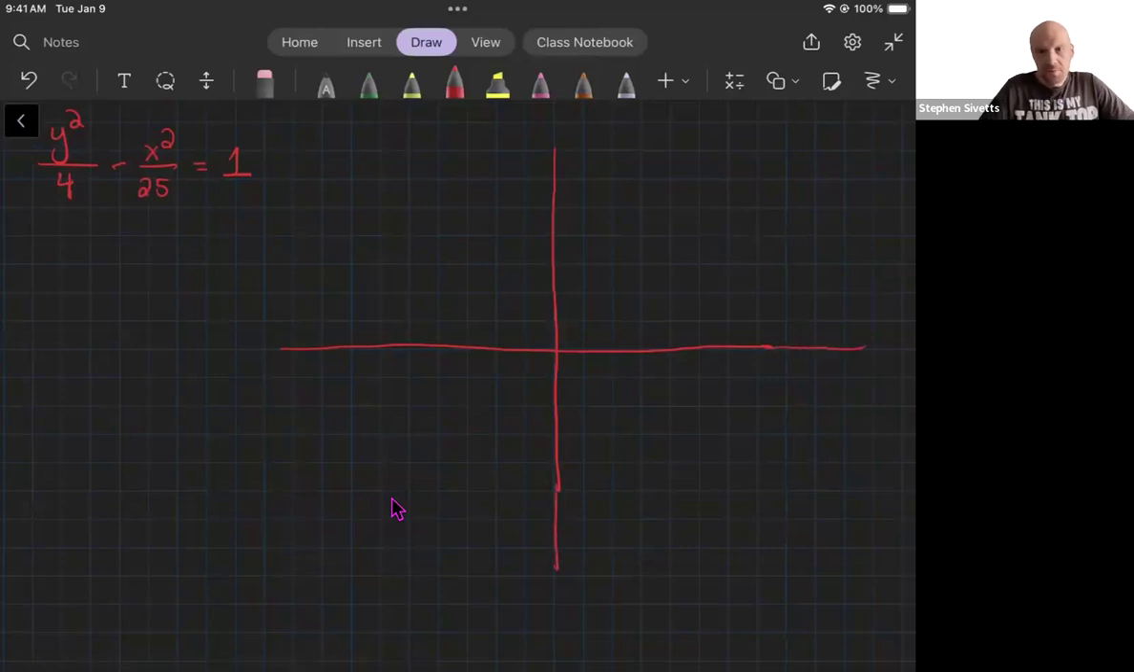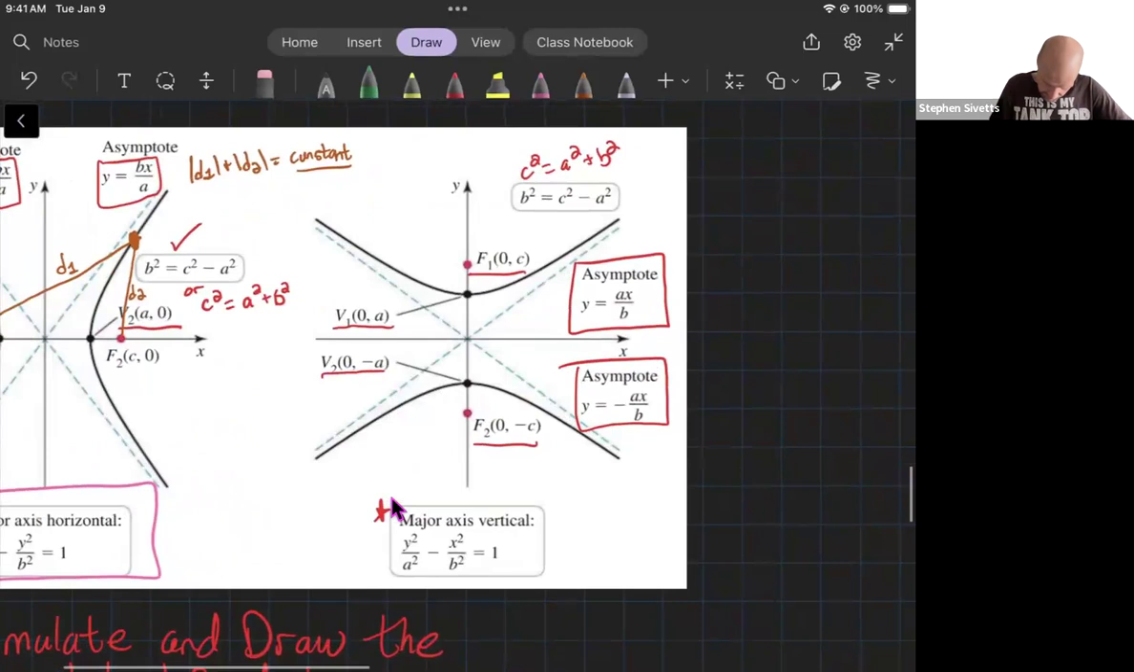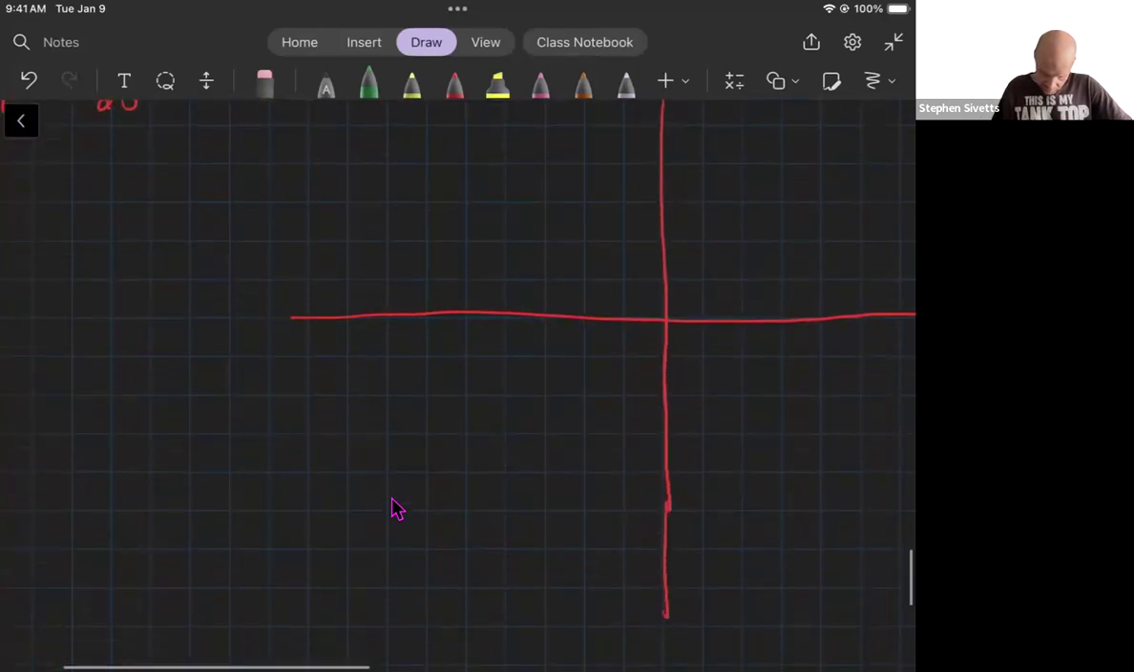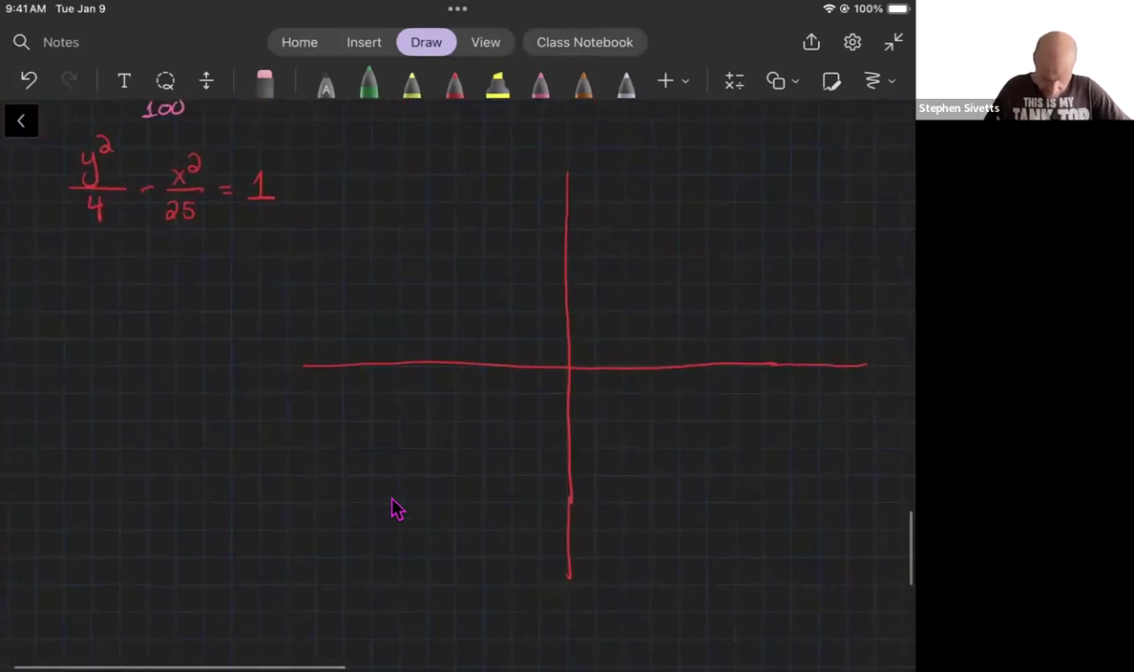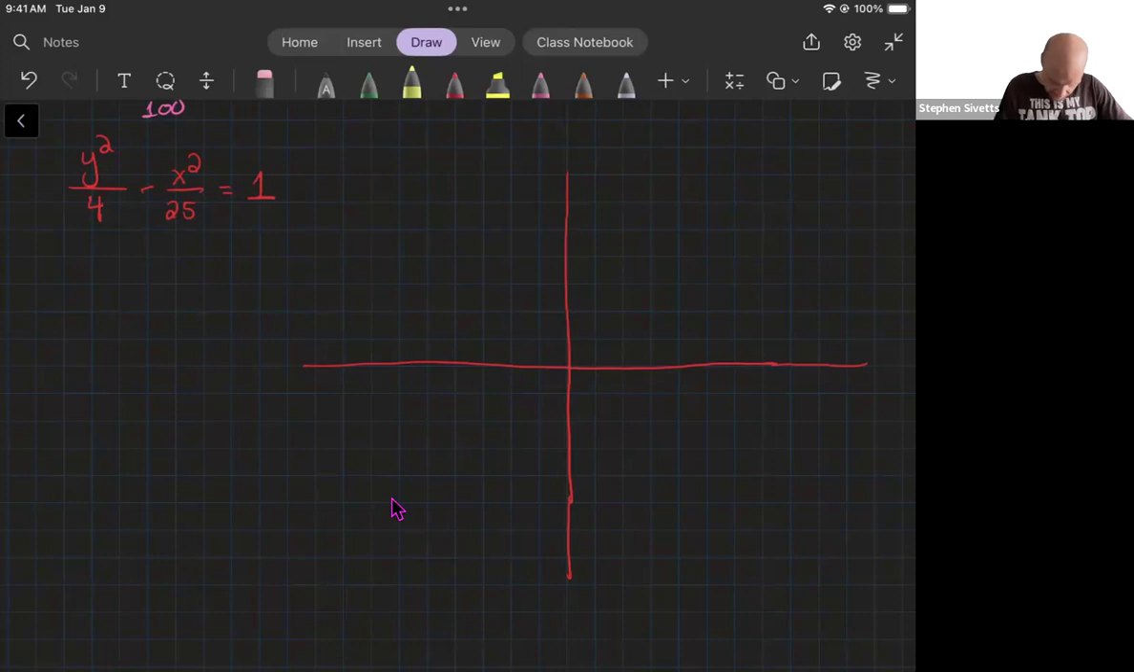Right over here. Okay. So the first thing we want to do is the hyperbola, it won't be within a box, right? If you look at these illustrations, you can see how they're opening. So the way to draw out the hyperbola is to construct a box first. Our center is at the origin.